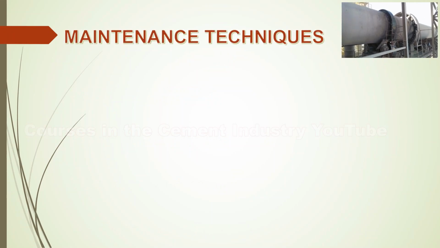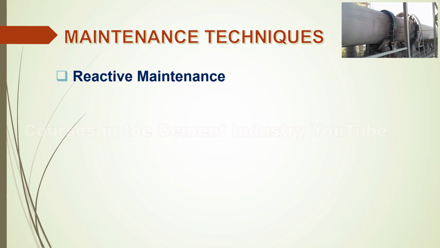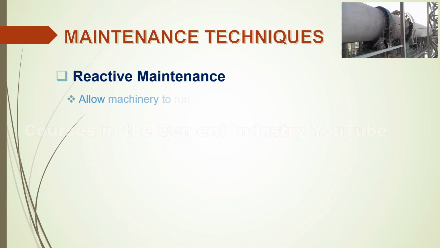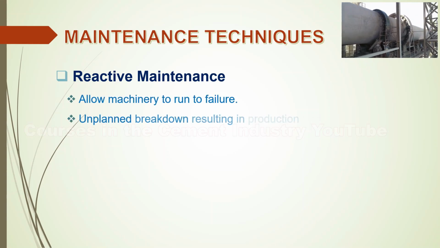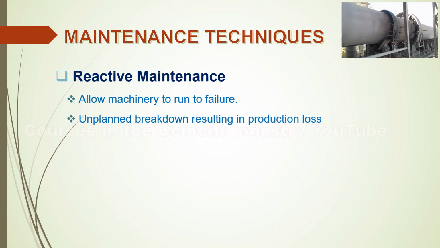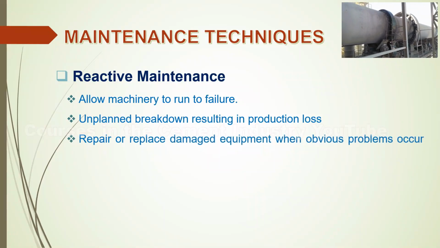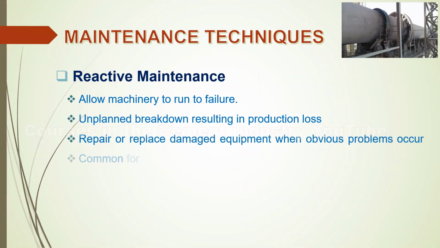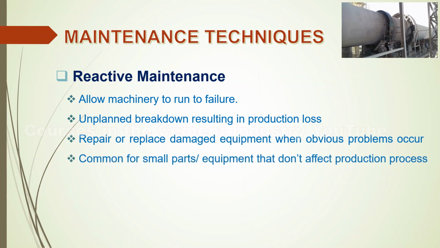Maintenance techniques. A. Reactive maintenance, one of the most important characteristics. 1. Allow machinery to run to failure. 2. Unplanned breakdown resulting in production loss. 3. Repair or replace damaged equipment when obvious problems occur. 4. Common for small parts or equipment that doesn't affect the production process.